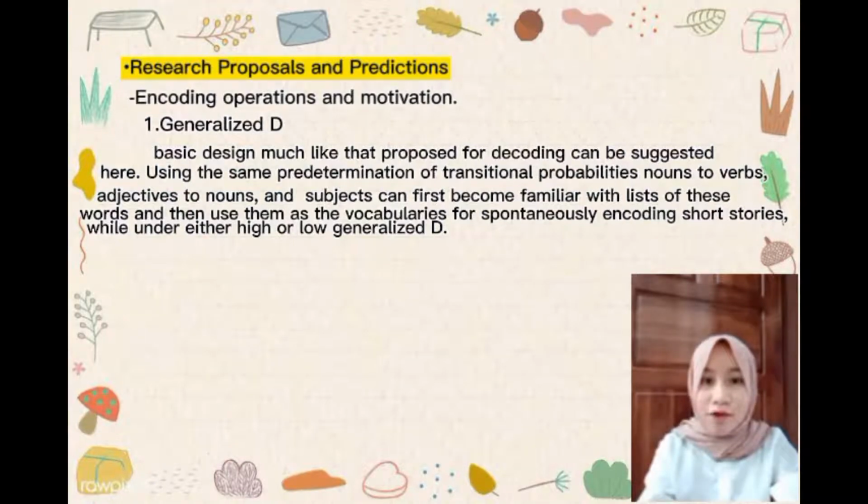Using the same predetermination of traditional probabilities, noun to verb, adjective to noun, and so on, subjects can first become familiar with lists of these words and then use them as the vocabulary for spontaneously encoding short stories, while under either high or low generalized D. Again, it would be predicted that the transitional probabilities of sequences spontaneously encoded under high D will be higher than when encoding under relatively low D.